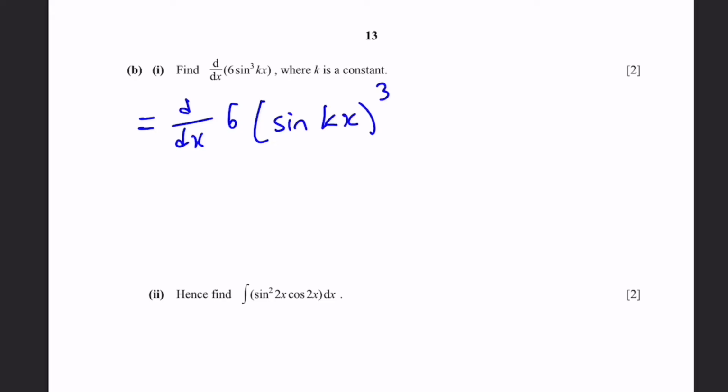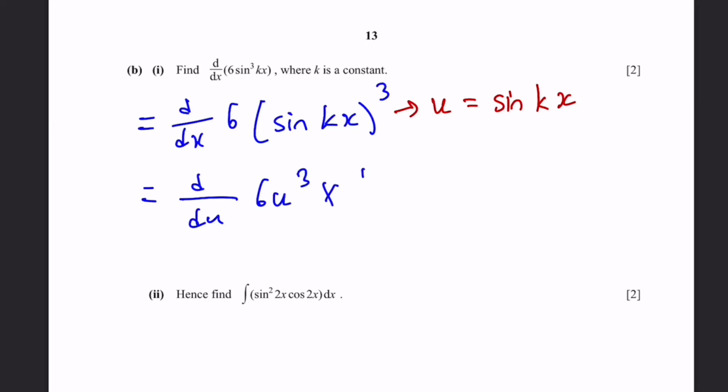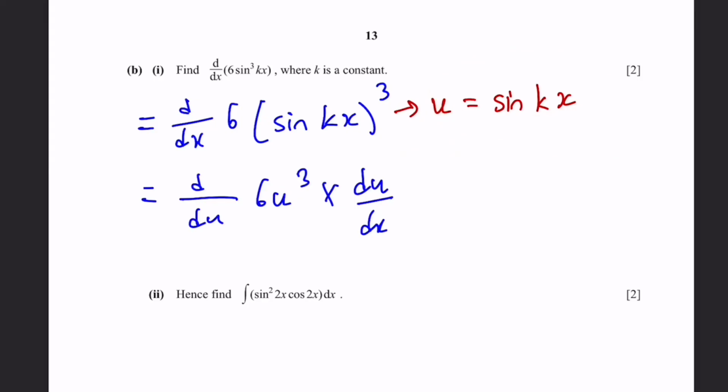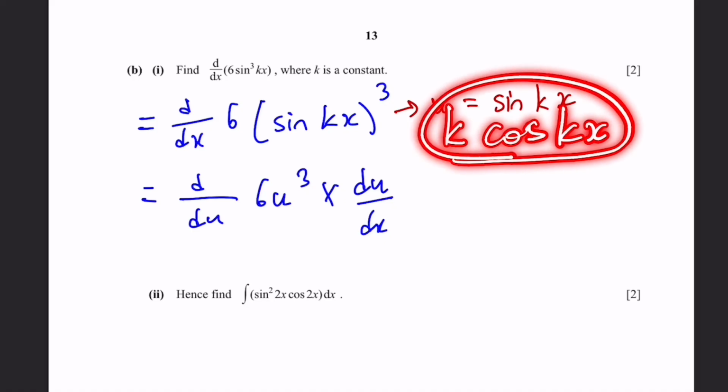Now we can make another u substitution. Another substitution method, but this time for derivatives. So let's just write u is equal to sine of kx. So that means d by du of 6u cubed. But then we also have to multiply this by du by dx, or the derivative of this. This is our chain rule for derivatives. And du by dx here is going to just be k times cosine of kx. This is a standard derivative.